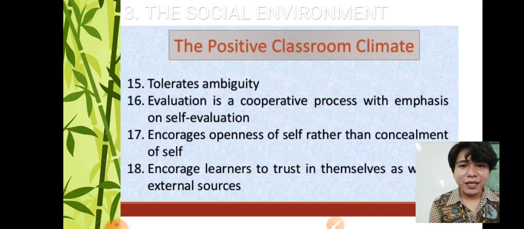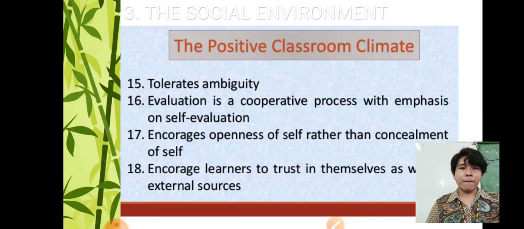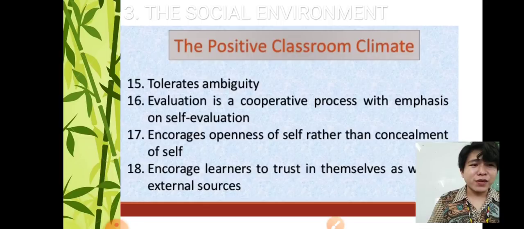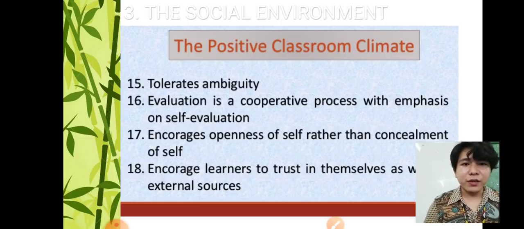No! In Bisaya niya, we need to know how to address the yung mga hindi maintindihan ng ating mga estudyante. Next, evaluation is a cooperative process which emphasizes on self-evaluation. That is why we are having it right now.